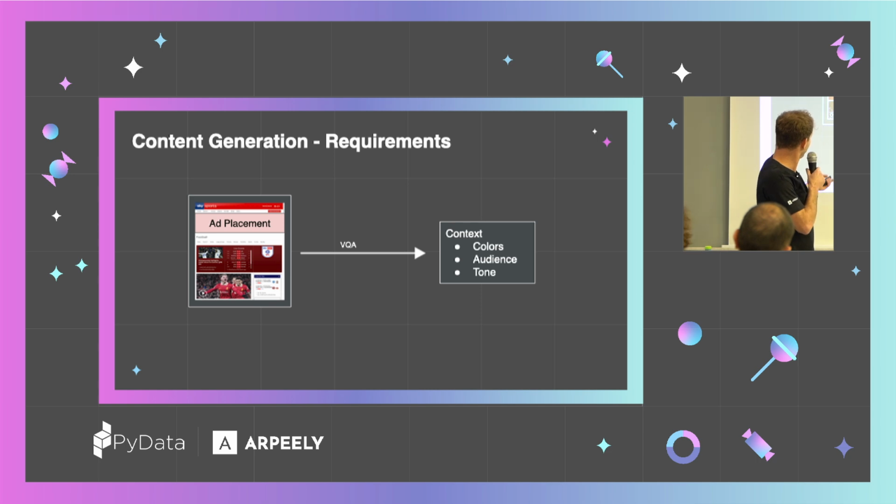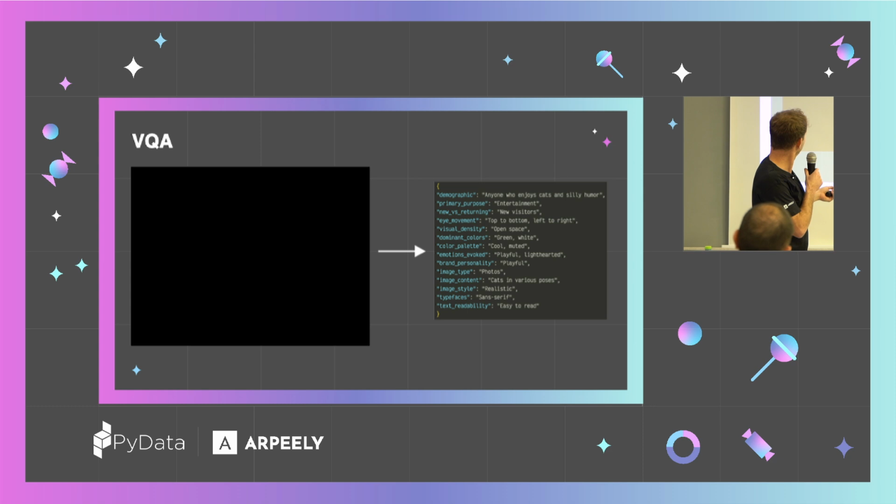The first stage is I approach the website. I'm looking for the soccer game. And me, as ARPLI, I have to figure out what the context is. What colors are here? So I'll pick an ad that matches the background. What kind of user I expect. And the amazing thing is there is now a tool called VQA, which means visual question answering.